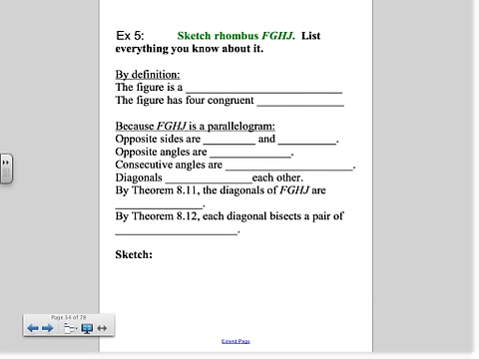This last one says sketch rhombus FGHJ and list everything you know about it. Well, if I want to sketch a rhombus, all I have to do is draw a quadrilateral. That's pretty ugly, but it doesn't really matter. As long as my markings indicate it's a rhombus, then it's a rhombus. That thing's a rhombus. So what do we know about it? The figure has to be a parallelogram, because a rhombus is a special type of parallelogram. And the figure has 4 congruent sides.